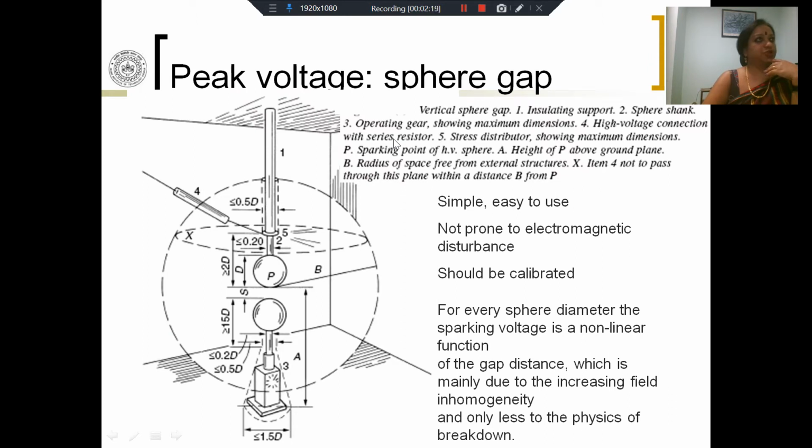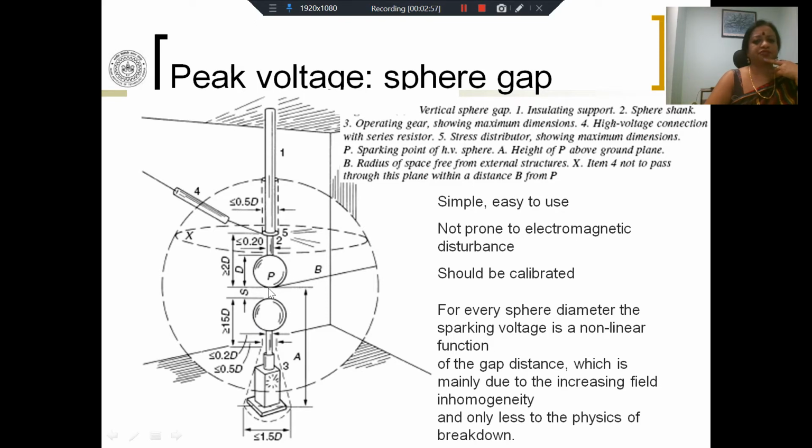When we talk about measurement of peak voltages, the first thing that comes to mind is the sphere gap. The whole principle of the sphere gap is that you have two spherical electrodes facing each other, separated by a small distance. When I say small distance, what I mean is that the distance of separation should be small with respect to the radii of the spheres, because that would ensure that in the gap distance, we would have a uniform field. If the gap distance was much larger or comparable to the radii, this condition would not be fulfilled.